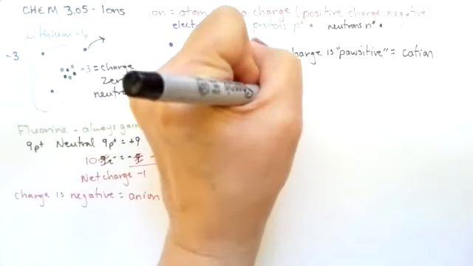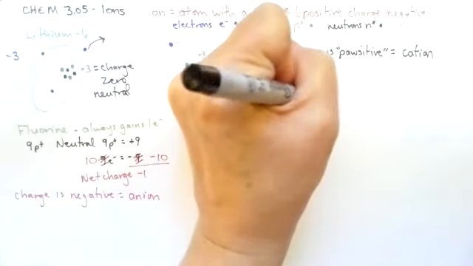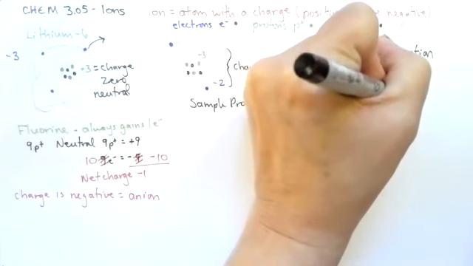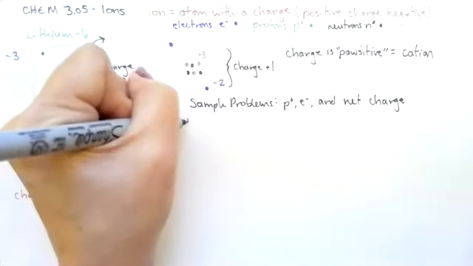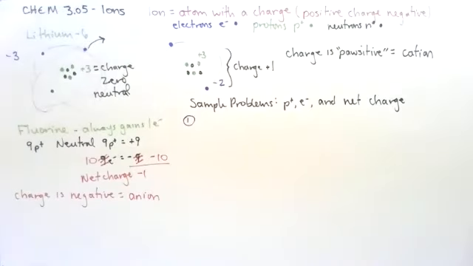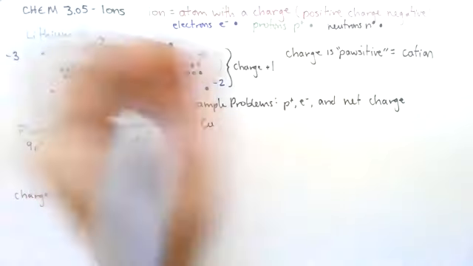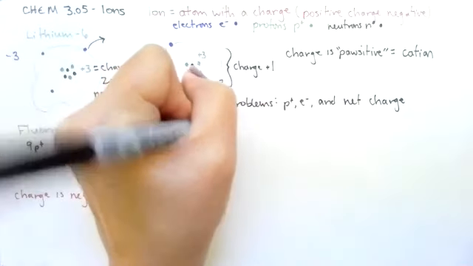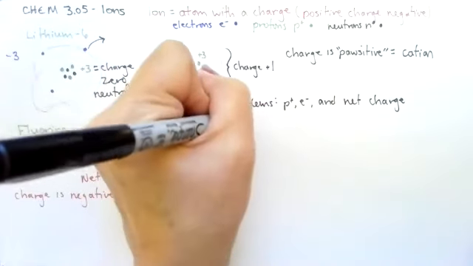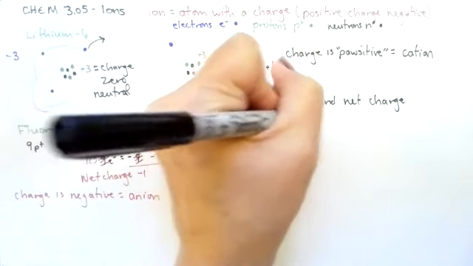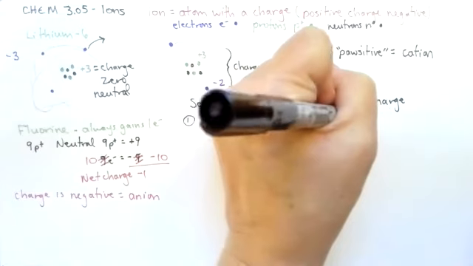With protons, electrons, and net charge. So let's say sample problem number 1. Let's say copper has 28 electrons. What is the net charge?